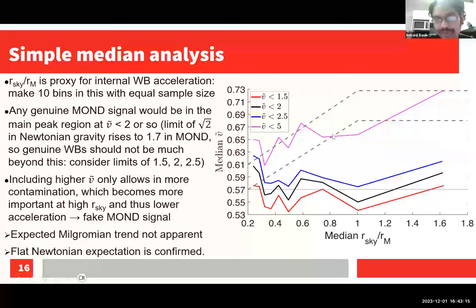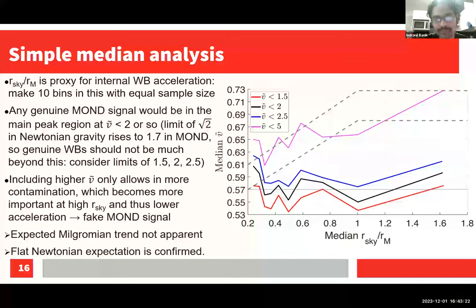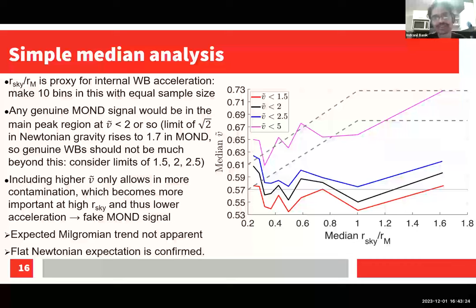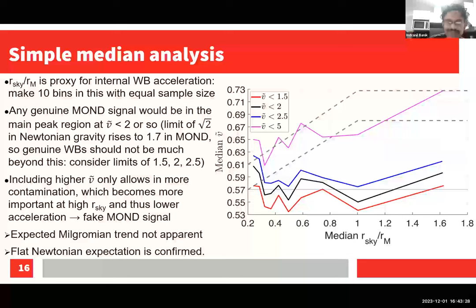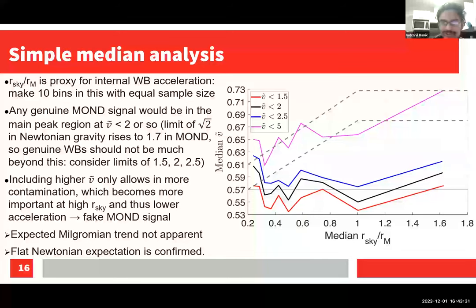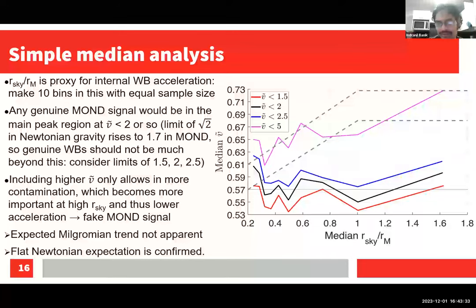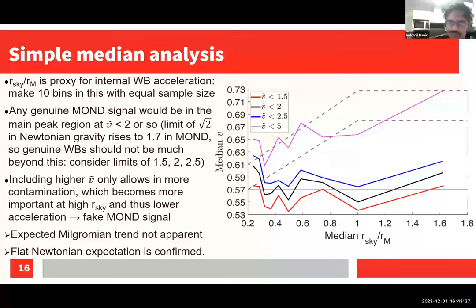In the Newtonian case, of course, the median V tilde should be flat with respect to R sky over RM, which is actually much, much closer to what the data shows. And therefore, there is clearly a very strong preference for the Newtonian model. So this is our first strong hint that MOND might not work in the end.